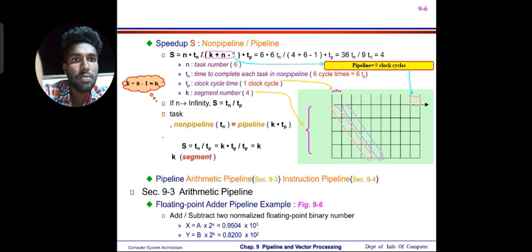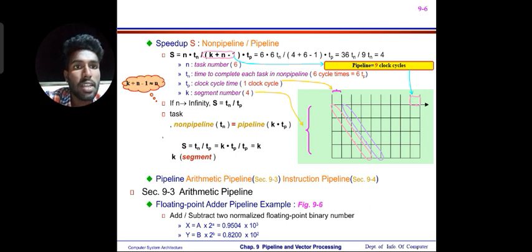If n tends to infinity, S equal to Tn divided by Tp. Non-pipeline Tn equal to pipeline k times Tp. S equal to Tn by Tp equal to k times Tp divided by Tp equal to k, where k equal to the number of segments. Pipeline types: arithmetic pipeline and instruction pipelines. Arithmetic pipeline, floating point adder pipeline example.